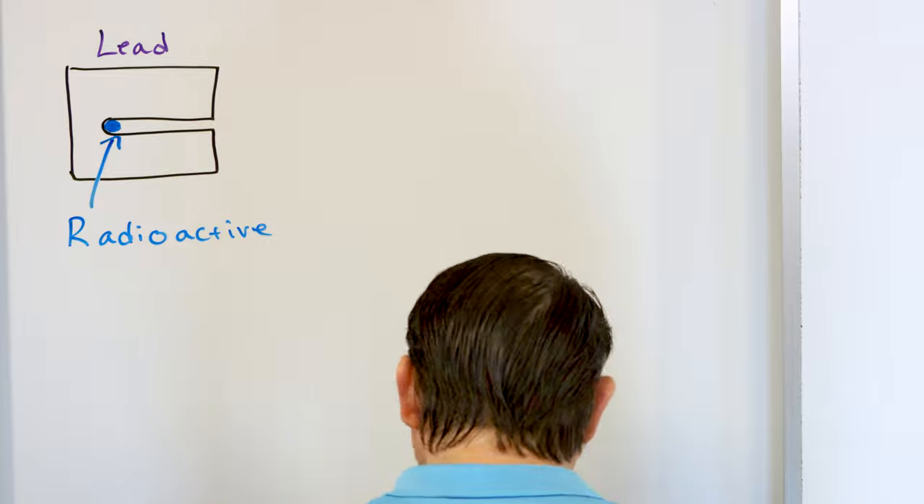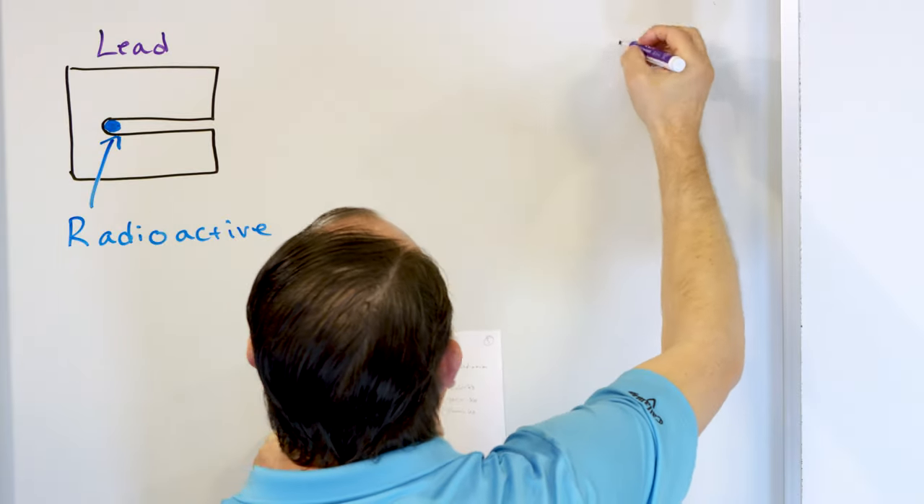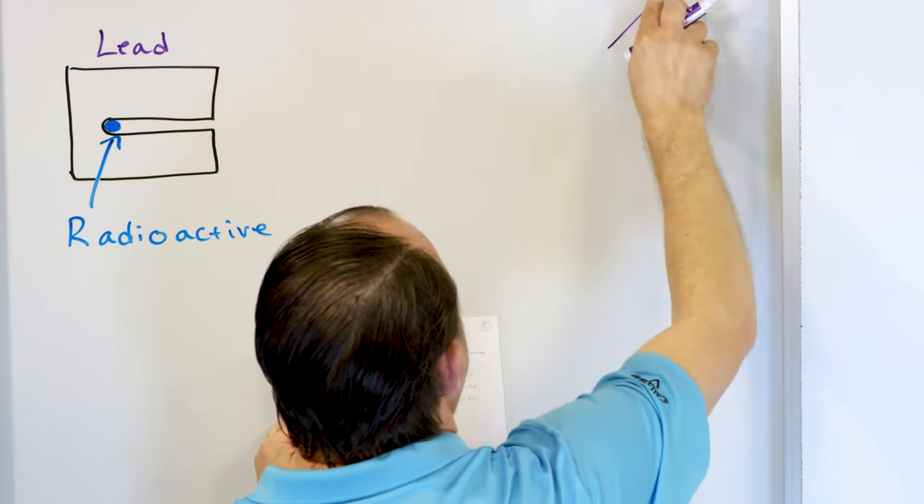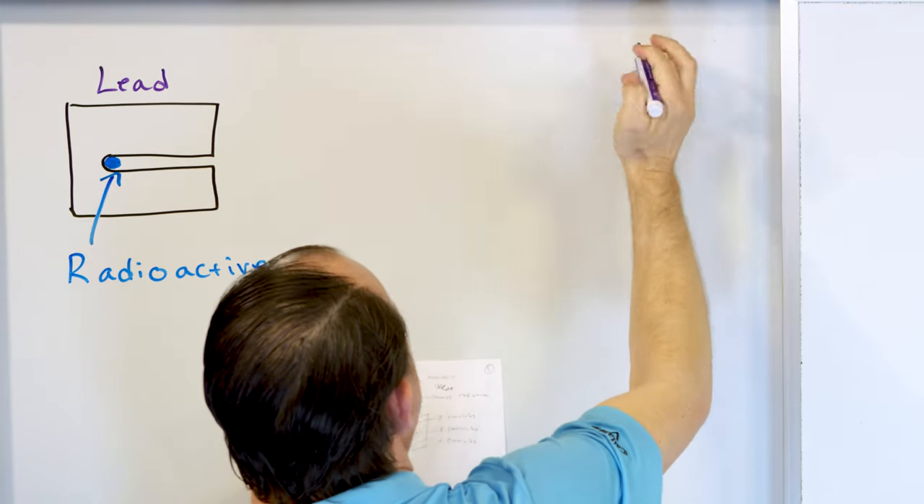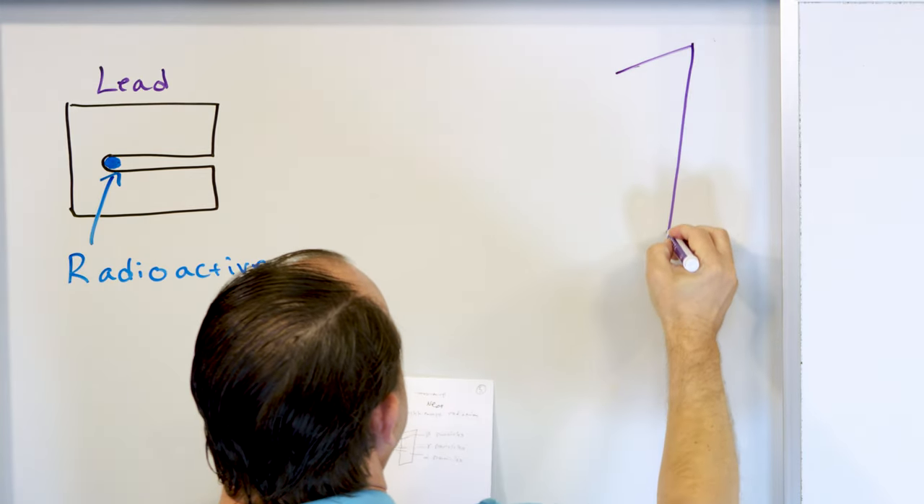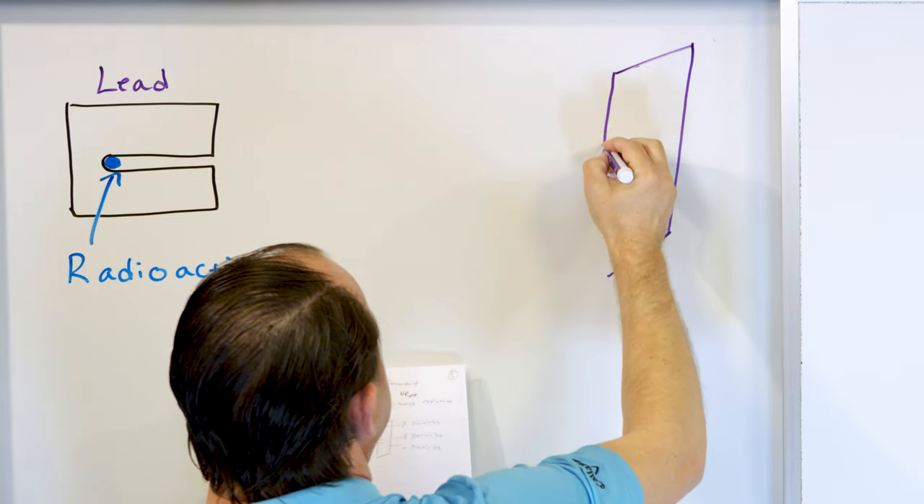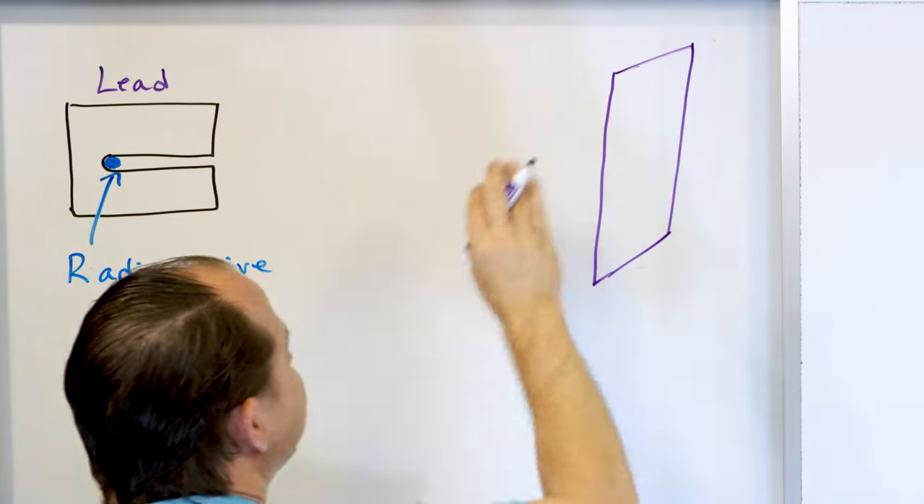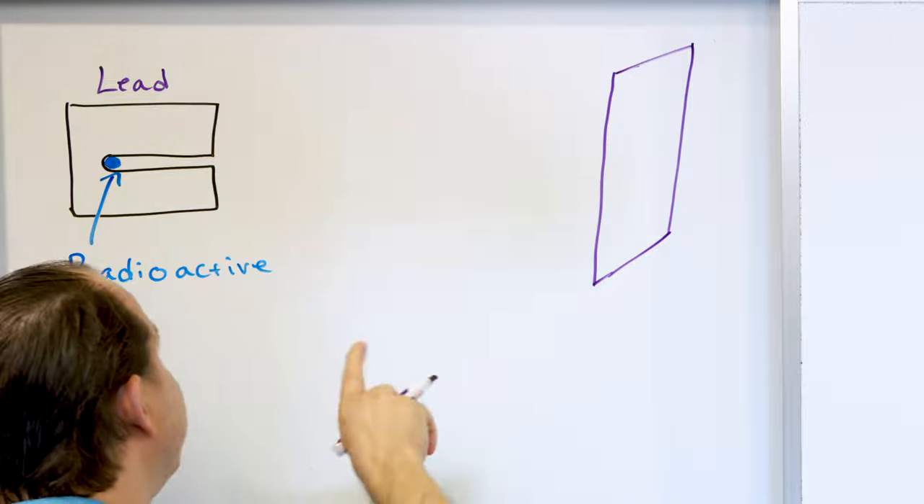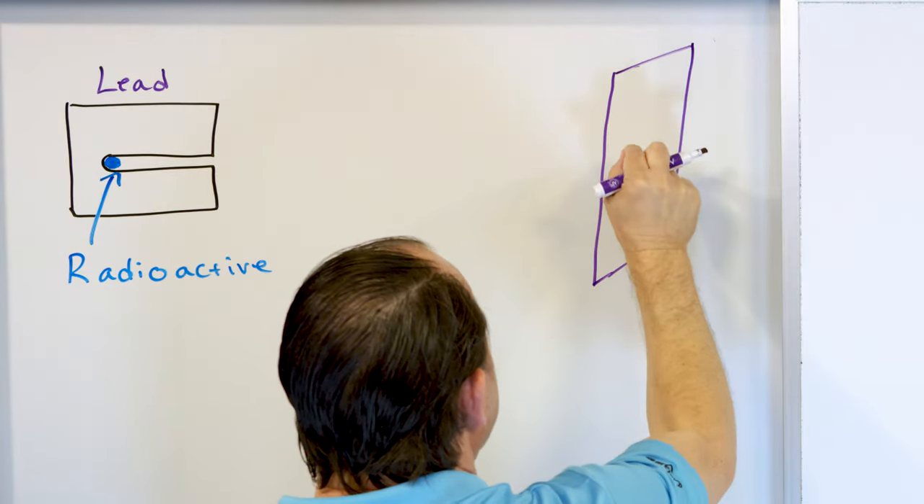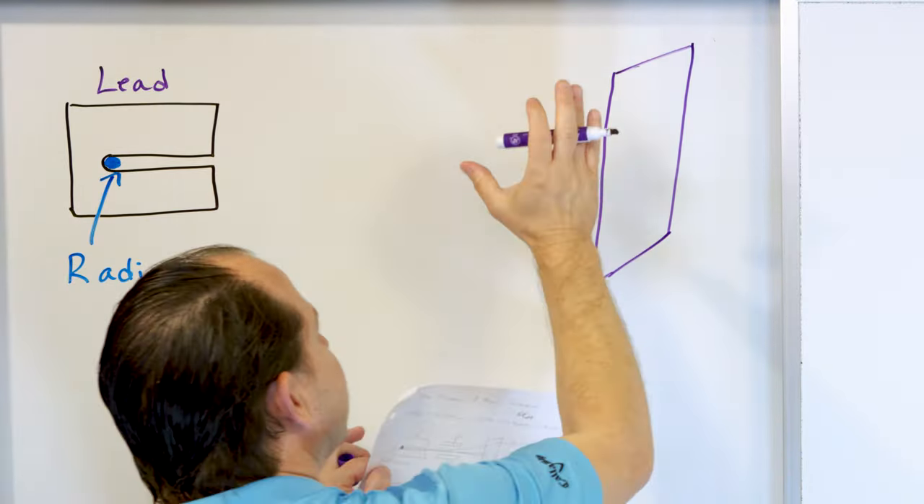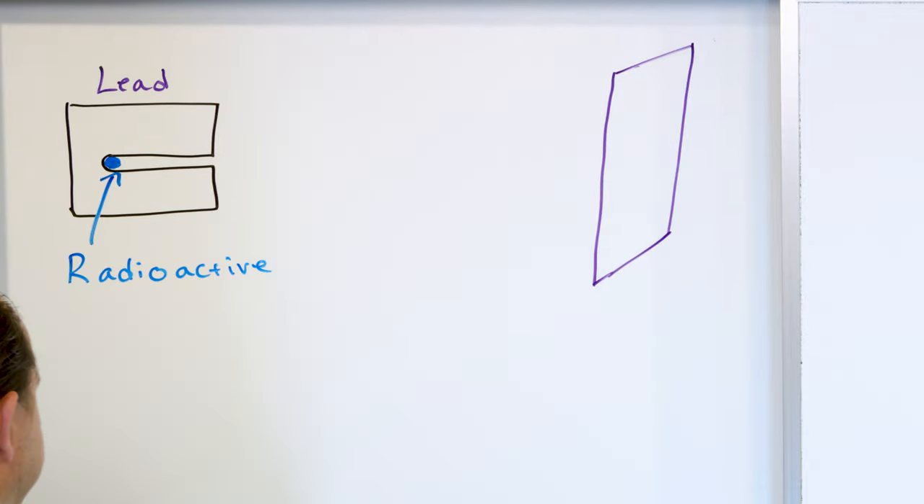And what they do is then way down over here, we put a screen, some kind of screen here. And that's probably not the best picture. Let's do it like this. Some kind of little screen that it can hit, right? And this could be a fluorescent screen like we talked about before, in which case when it impacts, you'll see a glowing little spot there. But anyway, some sort of detector, some sort of screen right there.